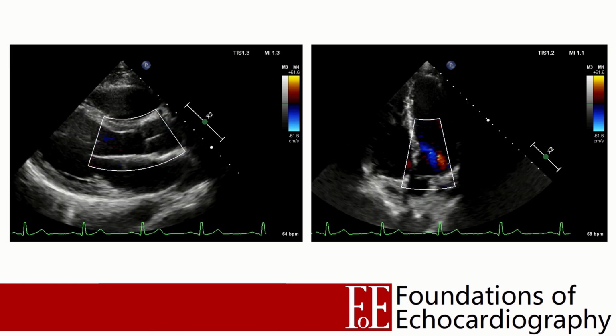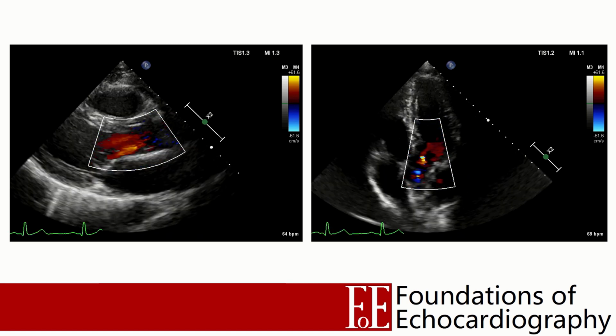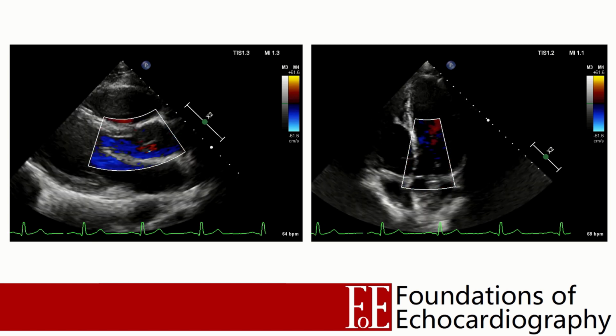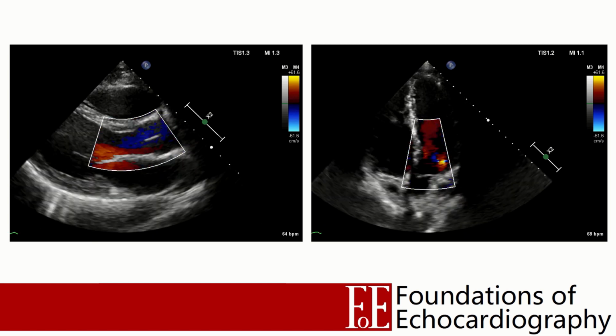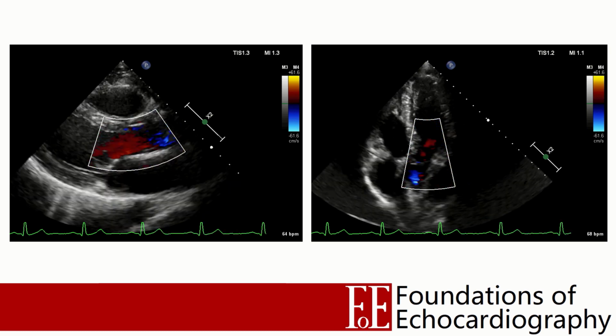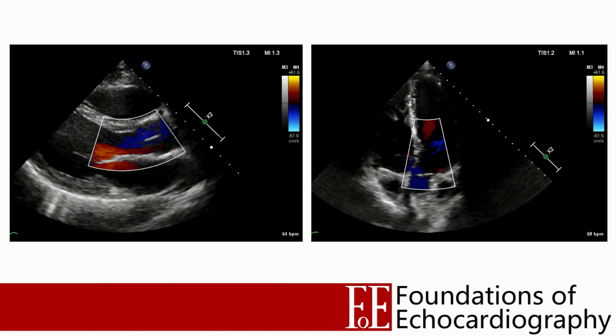The pathologies we're looking for here include aortic regurgitation, which will arise at the aortic valve and travel back into the left ventricle, and turbulence within the left ventricular outflow tract. As always, a general principle is to limit the size of a colour box only to the region of interest, as large colour boxes have a negative impact on frame rate.